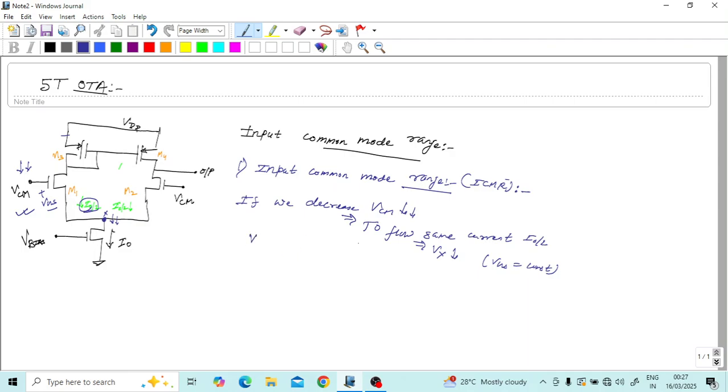So what will happen? When Vx decreases, the VDS of M5, this is the M5 transistor, will decrease. When this VDS reaches VDSAT, at that point M5 is at the edge of the saturation region, and if the VDS of M5 decreases below VDSAT, it will go into the linear region. So this ICMR minus, the negative input common mode limit, is limited by the M5 transistor.